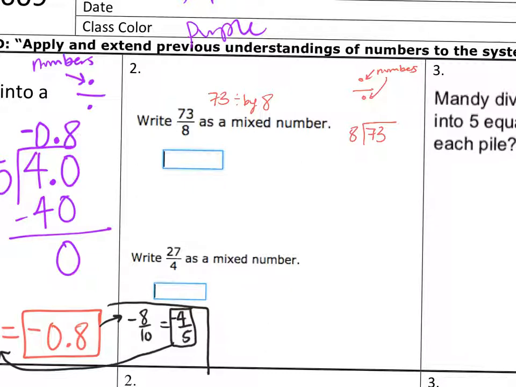Or you can remember that 8 times 8 is 64. Maybe we can fit one more multiple. 8 times 9 is 72. So that's the closest one. So we would have 8 times 9, and 8 times 9 is 72. 73 minus 72 is 1. So we have 1 left over, and that would be 1 over this divisor of 8. So the mixed number would be 9 1/8.